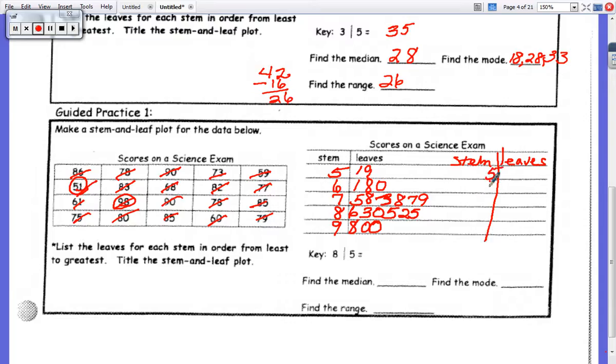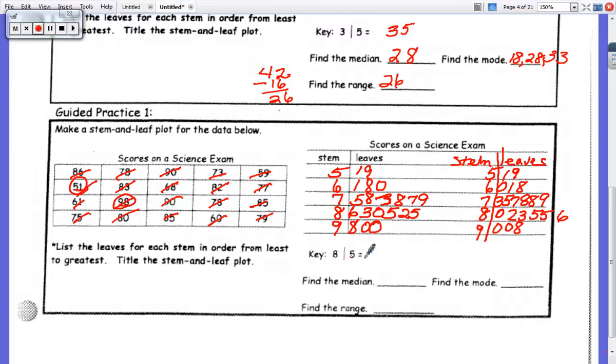So we have our 5, 6, 7, 8, and 9, and the numbers would be, okay, a 1 and a 9, then we have a 0, 1, 8, then we have 3, 5, 7, 8, 8, 9, 0, 2, 3, 5, 5, 6. We have 0, 0, 8.